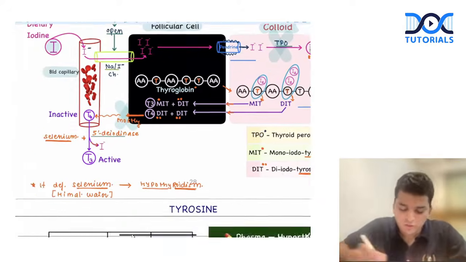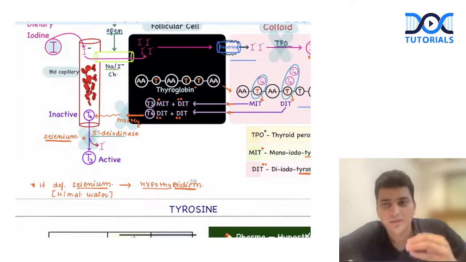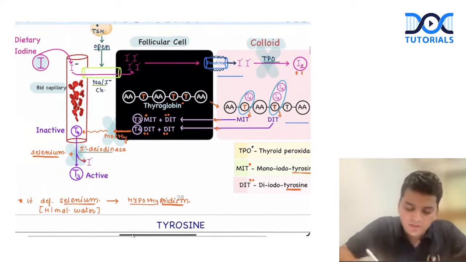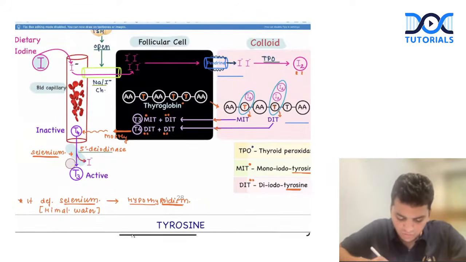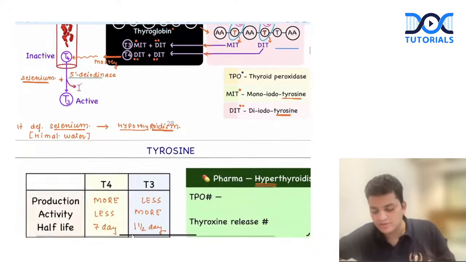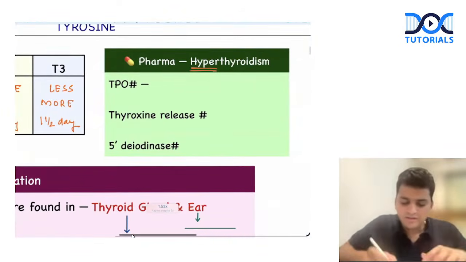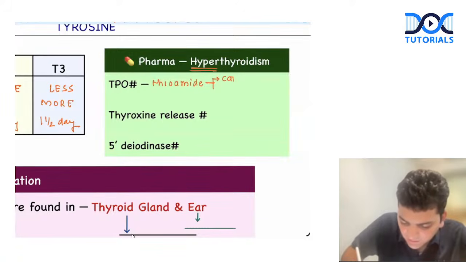Or we can stop the conversion of T4 into T3, that is the 5-deiodinase inhibitor. So there are three methods by which we can treat hyperthyroid. Either we can stop the TPO, or we can stop the release of T4, or we can stop the conversion of T4 into T3. And what are these drugs? The TPO inhibitors are thioamides, such as carbimazole, methimazole, propylthiouracil.